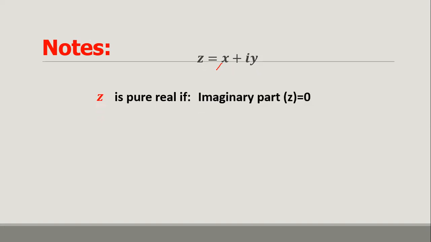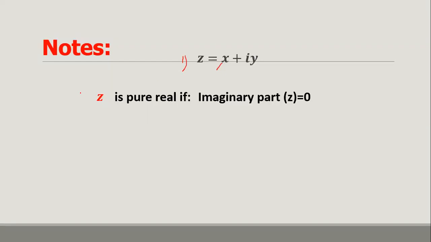I'm going to provide you with some notes. The algebraic form of any complex number is represented by z equal x plus iy, where x is the real part and y is the imaginary part.